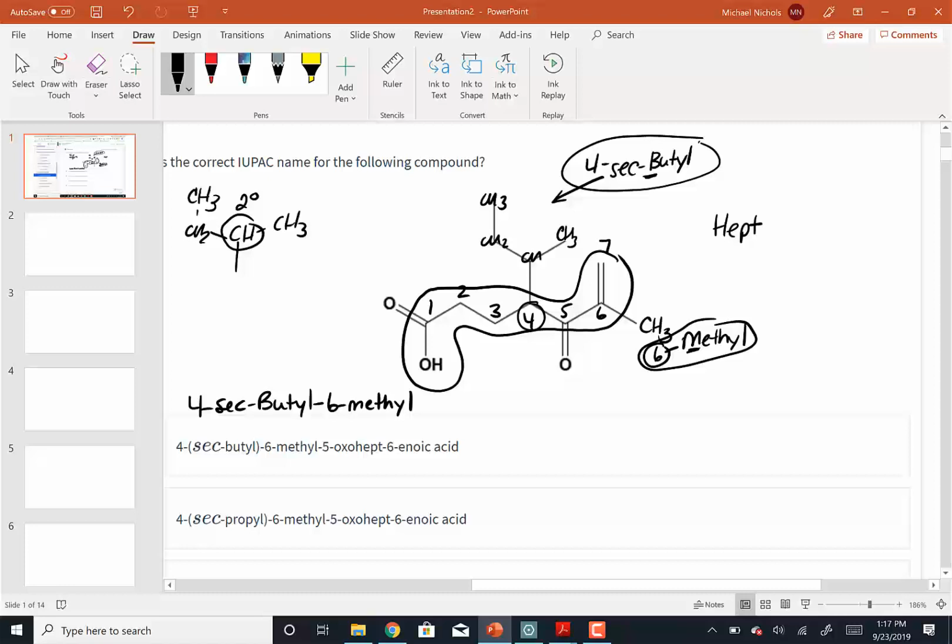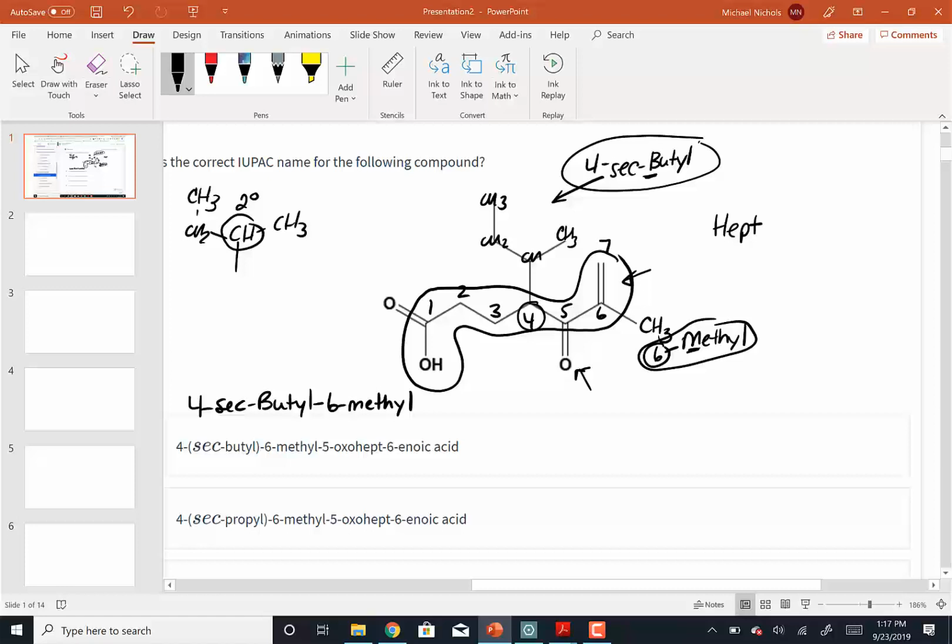and now I need to look at the rest of the functional groups. The carboxylic acid group is going to come at the end. So this is going to be a hept. Well, I got 3 things to name. Number 1, I need to name the ketone. I need to name the alkene, and I need to name the carboxylic acid. Those are my 3 functional groups that I need to name.